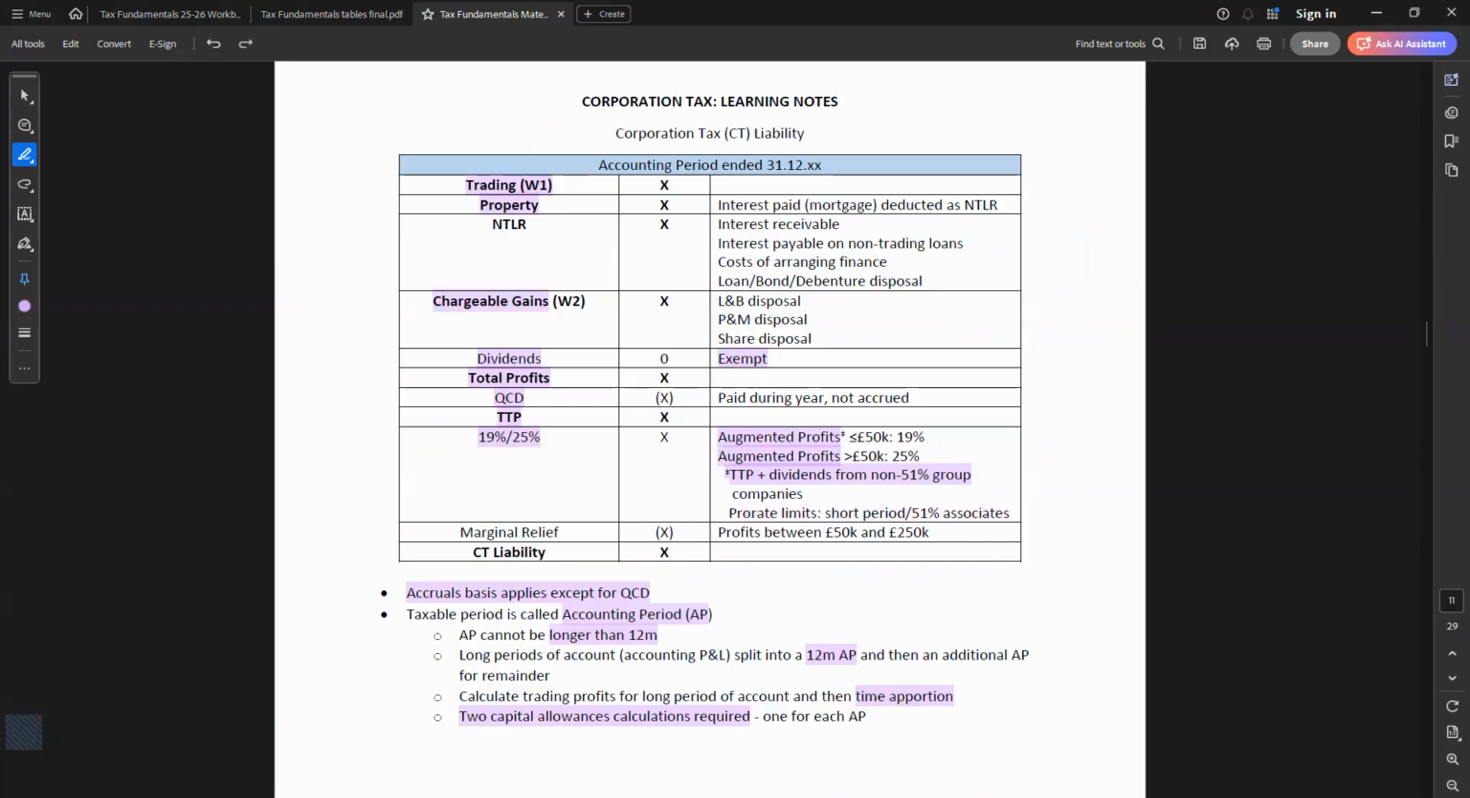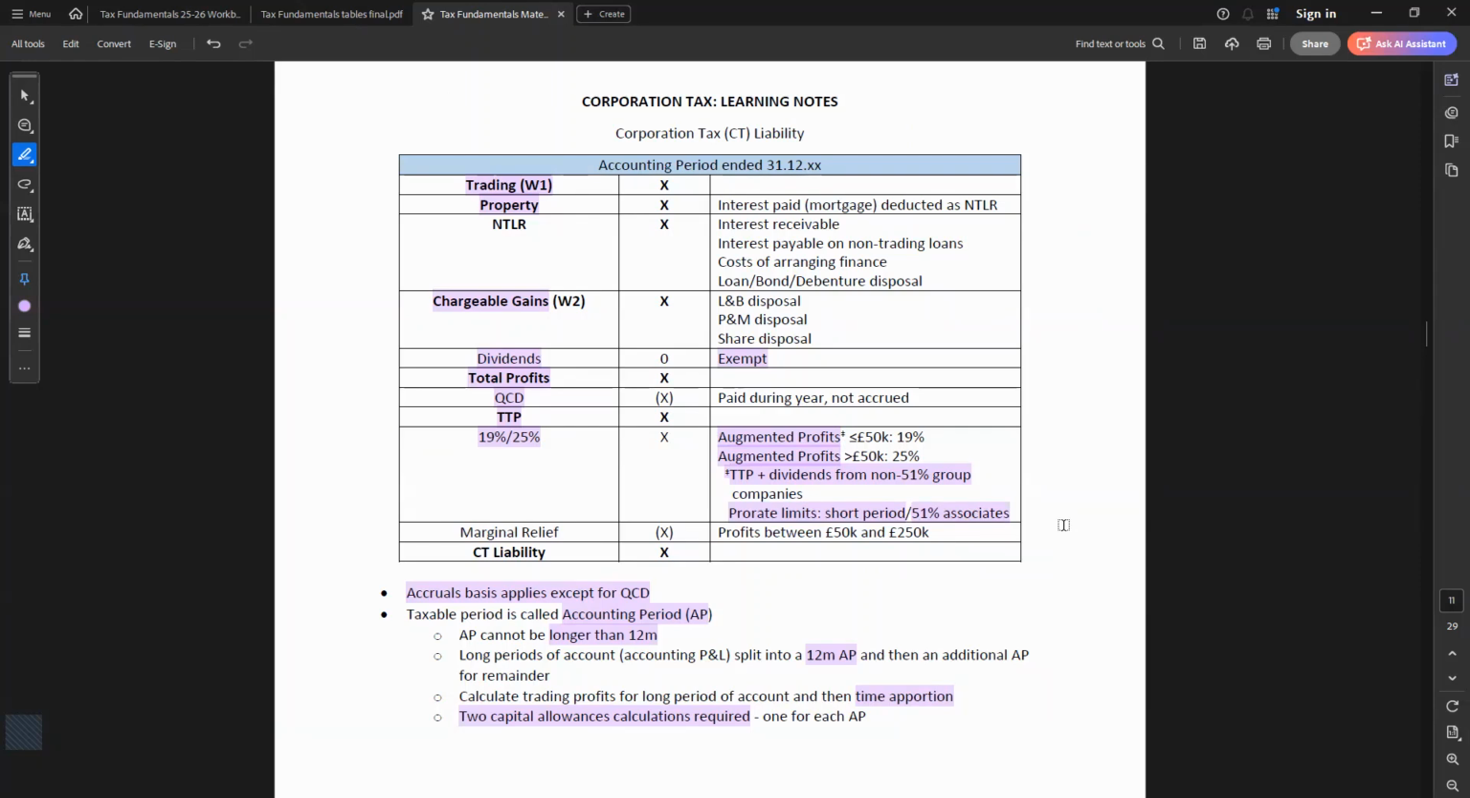There's one more important thing to note here for marginal relief, and that's that you need to prorate the limits for short accounting periods and also 51% associates. So if you have a short accounting period, so assume 6 months, you would then change the marginal relief limits from 50,000 to 25,000 and 250,000 to 125,000.